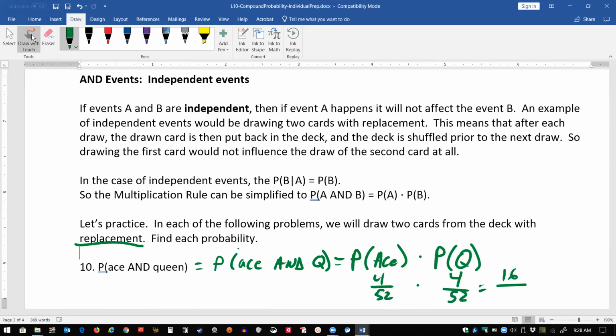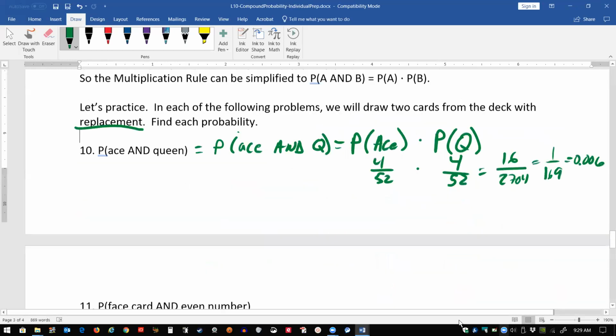16 out of 2,704. I think that reduces to 1 out of 169, or as a decimal, 0.006. So it's a pretty small probability. When we're talking about having a specific sequence of outcomes happening with successive trials, the probabilities tend to start getting lower and lower the longer the sequence is that we're after. Okay, so pretty small probability. There's our situation. For independent events, not too bad. Just multiply the probability of each individual event happening.